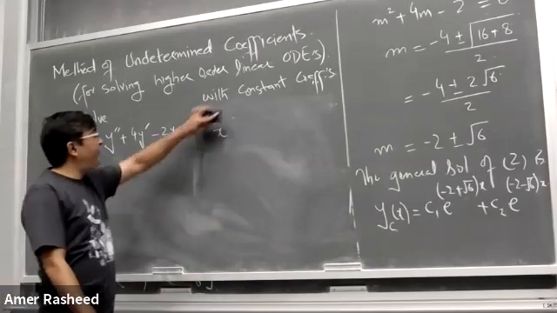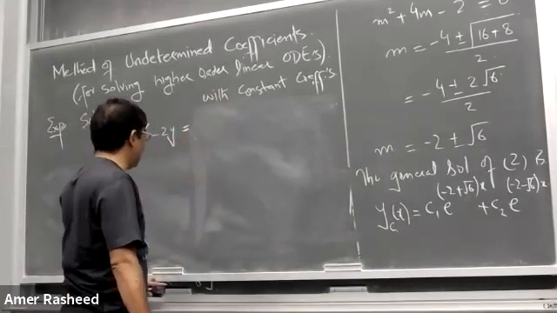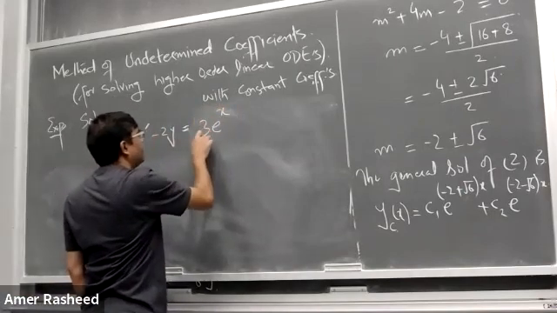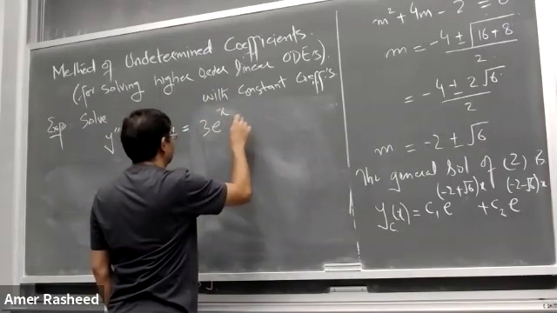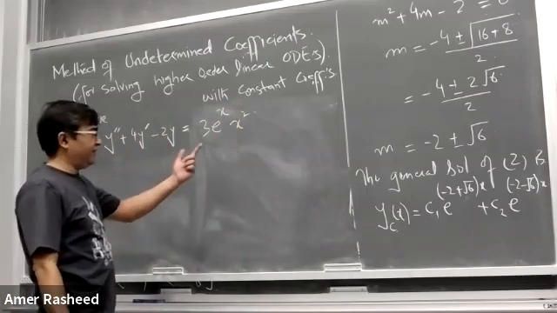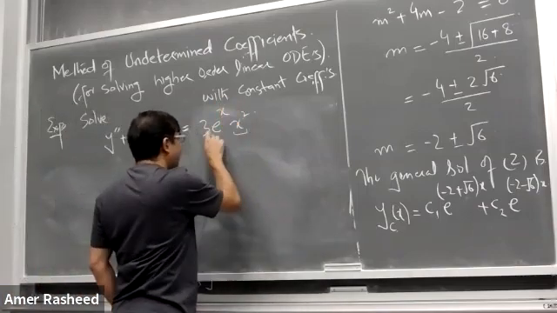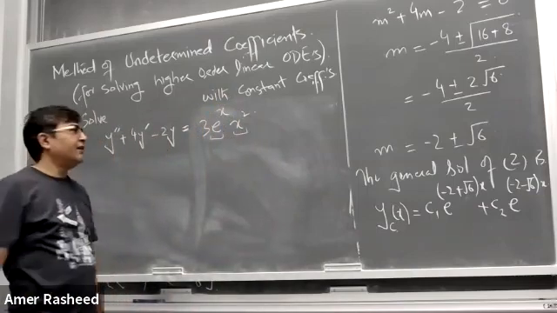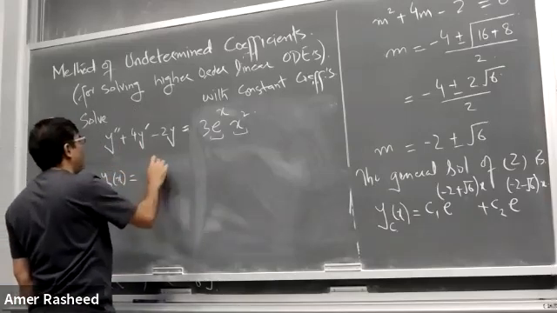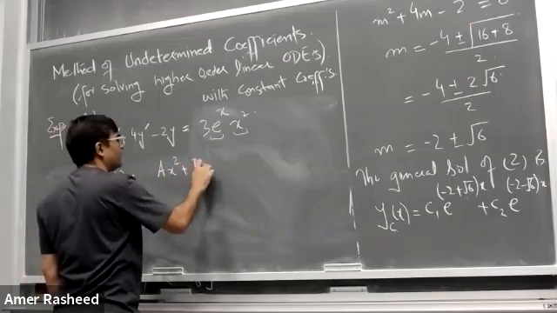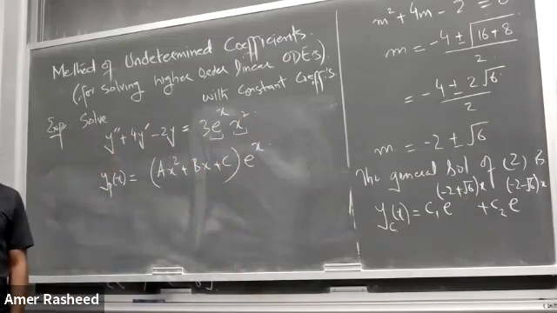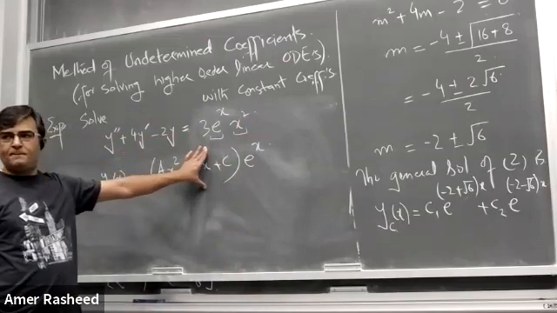Now, for functions which are allowed on the right-hand side, if a product is involved, for example e raised to the power 3x times x squared, we have a product of two different functions: a polynomial function and an exponential function. This is a polynomial function of degree 2. In this case, we assume the particular solution as a polynomial function of degree 2 times an exponential function.